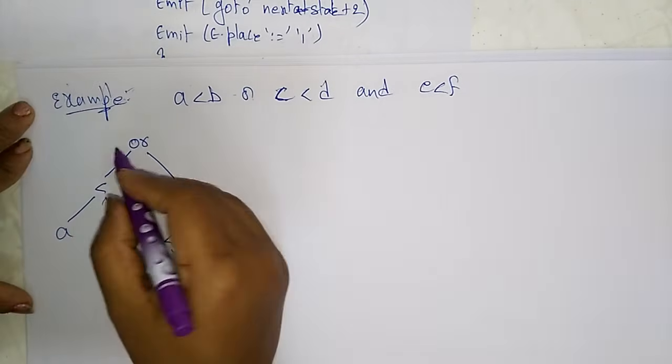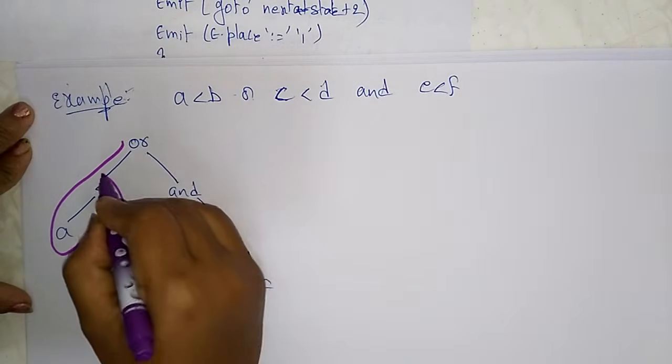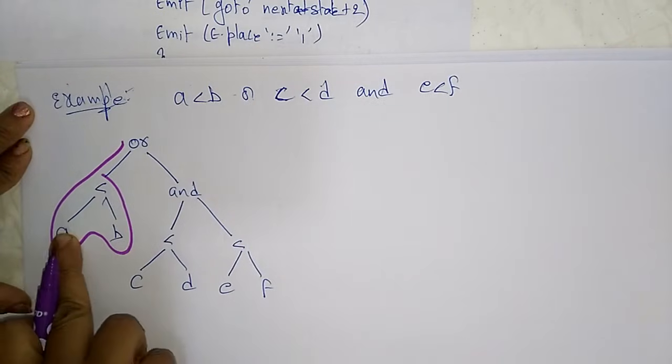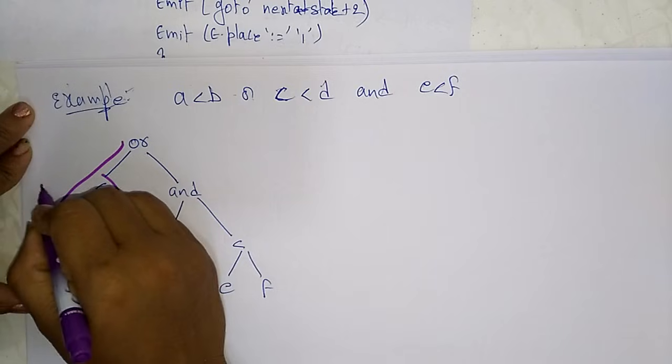Now let's see. Coming to here, A less than B. This is the first relational operator, A less than B. If A less than B, that is the first reduction.